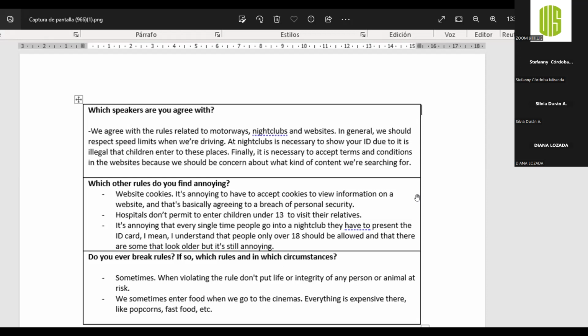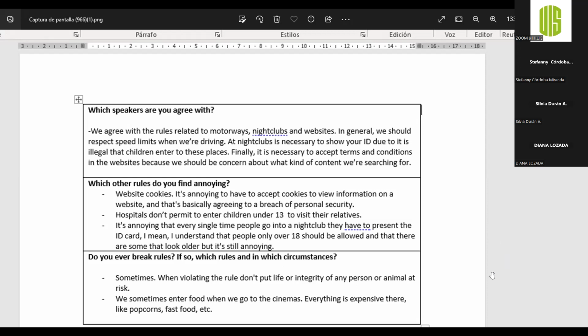For the second question, first, website cookies. It's annoying to have to accept cookies to view information on a website, and that's basically agreeing to a breach of personal security. And hospitals don't permit children under 13 to enter to visit their relatives. And it's annoying that every single time people go into a nightclub, they have to present the ID card. I mean, I understand that only people over 18 should be allowed, and that there are some that look older, but it's still annoying.